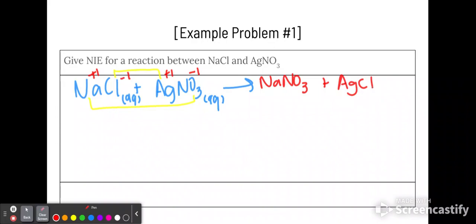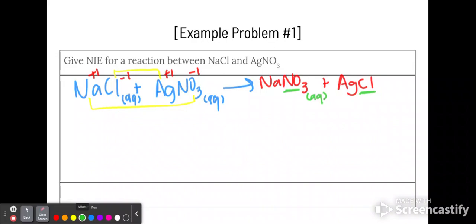So then once you have your products, you have to, like it says, include the state. So you might have to use your solubility rules to help you with this. If you look at your solubility rules, remember we rely on these second elements to tell us the rules. So the one for nitrate says all nitrates, ammoniums, group 1A salts, there's one other one that I can't remember off the top of my head, are soluble. Well, we've got a nitrate and a group 1A salt, so that one is soluble.